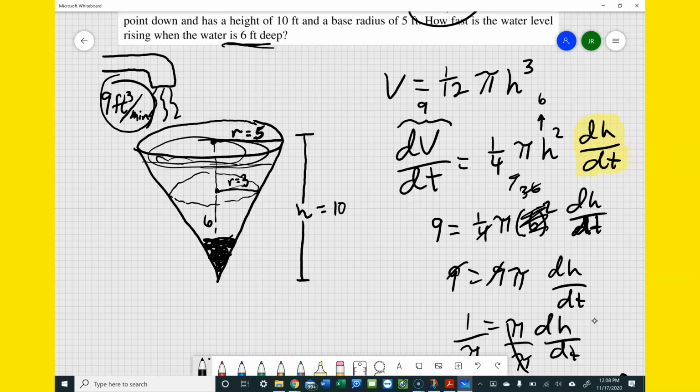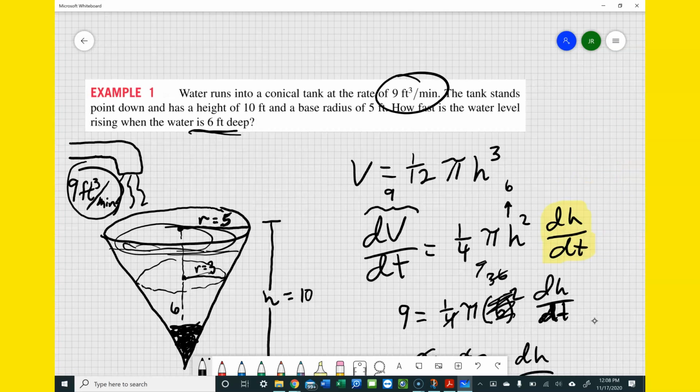So we just found the rate at which that height is changing at that particular moment when the height is 6 feet. All right, that covers our first example.